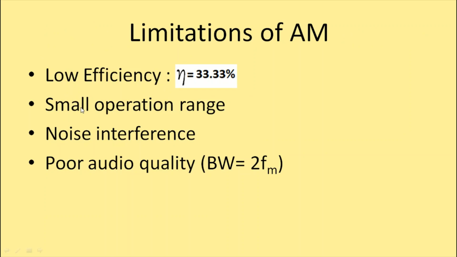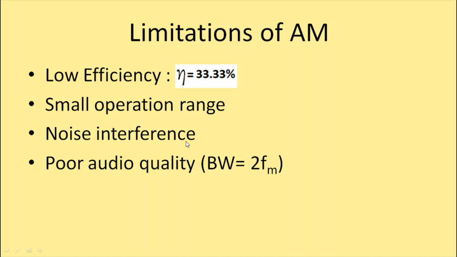Here we will discuss the limitations of AM, that means the disadvantages of AM. As already told to you, the first major disadvantage of AM is the efficiency. Efficiency of AM is very low, with a maximum at MA equal to 1. The maximum efficiency that we get is nothing but 33.33%, which is a very low value. The next major disadvantage is small operation range. That means geographically the range of area that can be covered using AM is limited. It is very small.